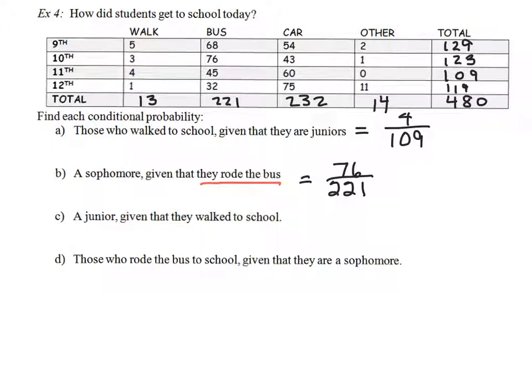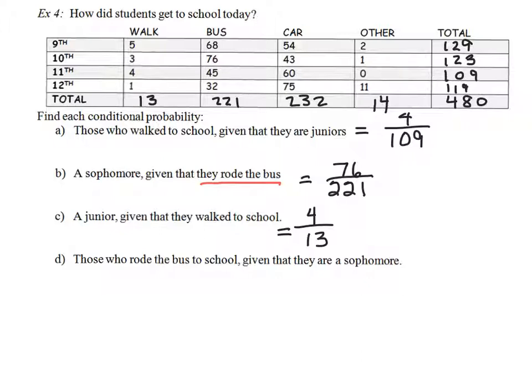For part C, find the probability of a junior given the fact that they walked to school. So I want to start with the group of students that walked to school because I have given that they have walked to school. So the students that have walked to school, there were 13 of them. How many of them were juniors? 4 of them were juniors.